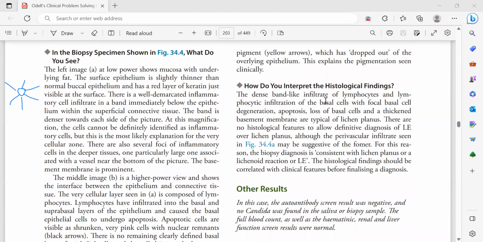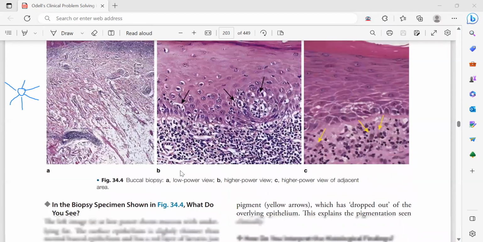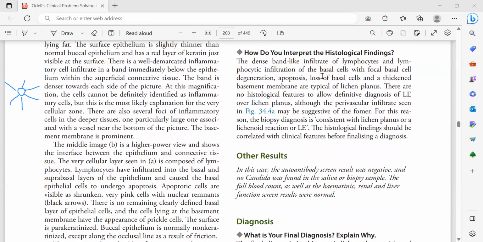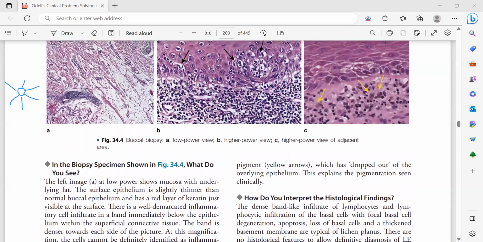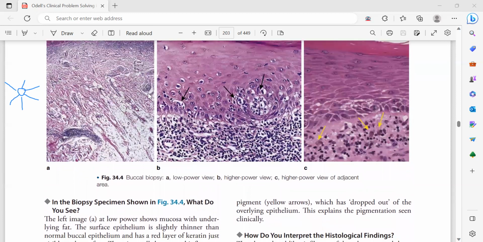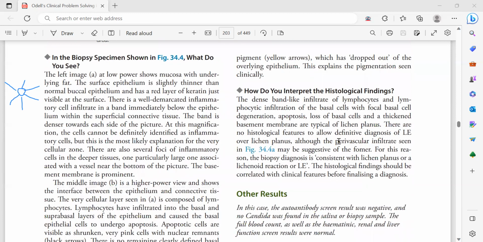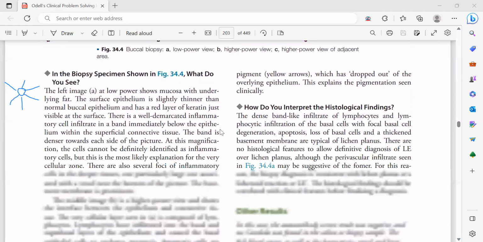Okay, and how do you interpret this? The dense band-like infiltrate of lymphocytes, and lymphocytic infiltration of the basal cells with focal basal cell degeneration, apoptosis, loss of basal cells, and a thickened basement membrane are typical of lichen planus. So, these are all signs denoting lichen planus. After performing the biopsy, we have confirmed that the diagnosis is lichen planus.